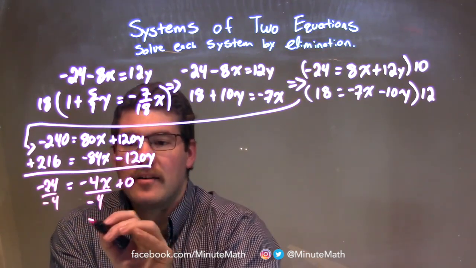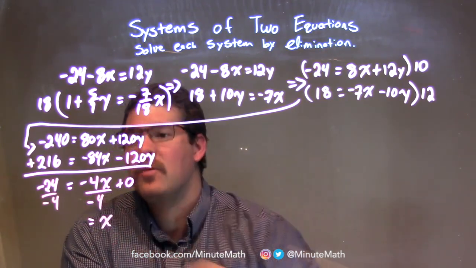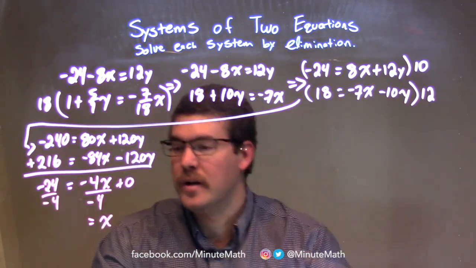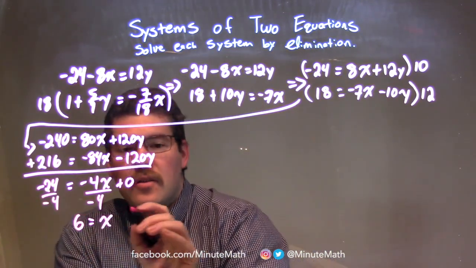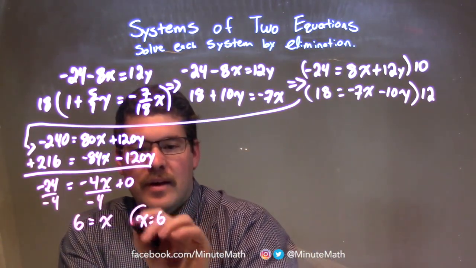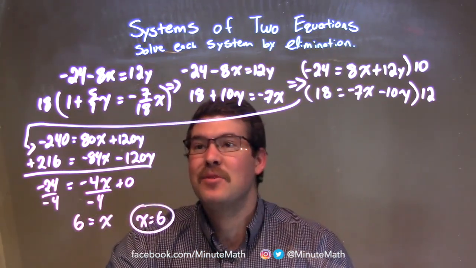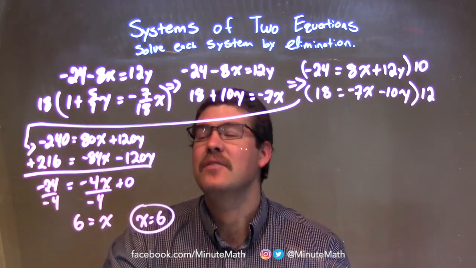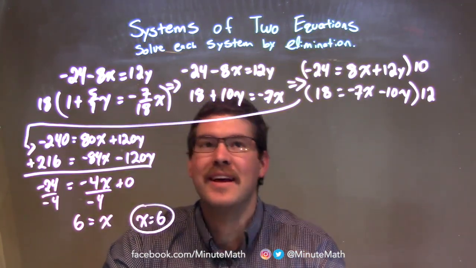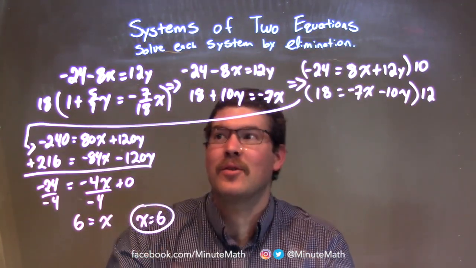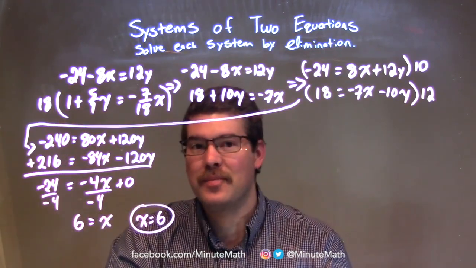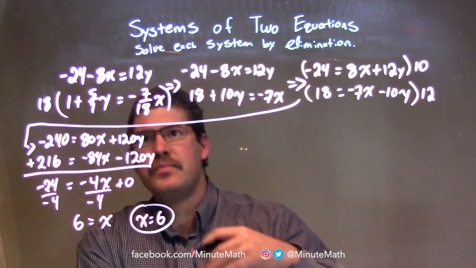And that leaves me with the x by itself here on the right. Negative 24 divided by negative 4 is a positive 6. So we have x equal to 6. Let's write that as x first. Now, pretty easy, we just need to substitute that back into one of our equations. Personally, I'm going to pick the first equation. Okay, so let's go with that.